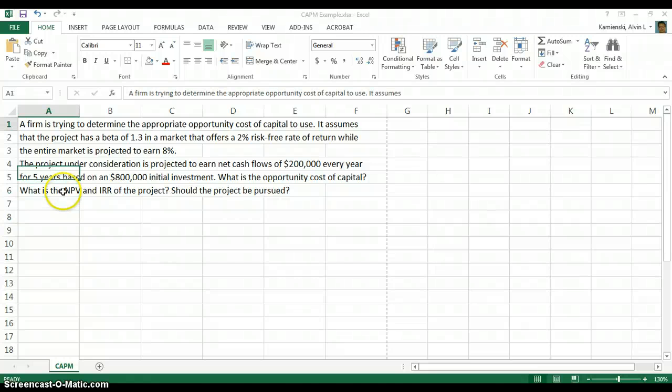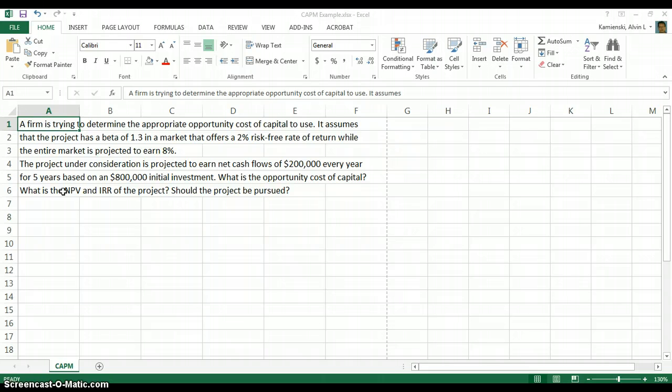In this tutorial, we will review how to use the capital asset pricing model to first determine the appropriate opportunity cost of capital to be used, and then to use that opportunity cost of capital in assisting a firm make a decision about whether or not to pursue a project.